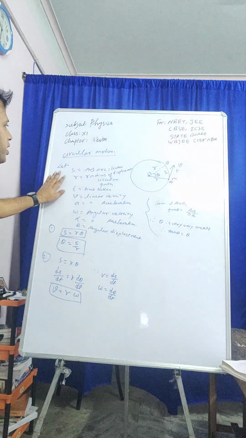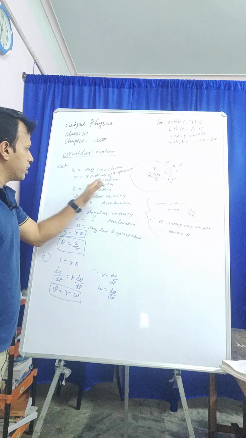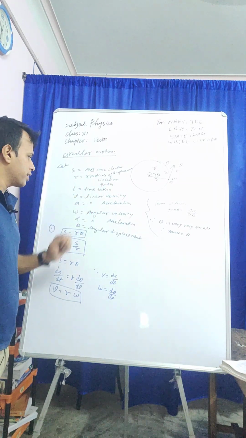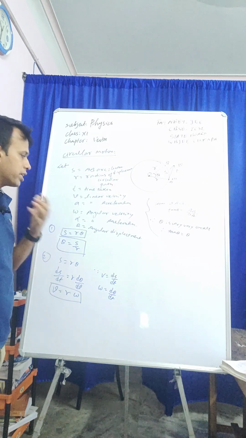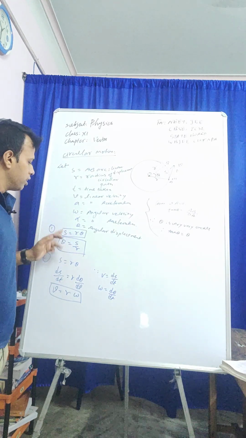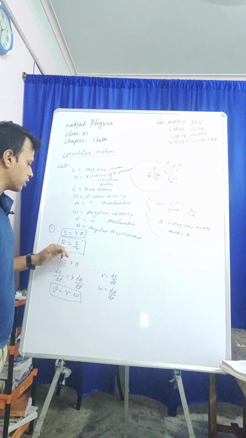Here are some variables. s is the arc or linear displacement, r is the radius of the circular path, t is the time taken, v is linear velocity, a is acceleration, omega is angular velocity, alpha is angular acceleration, and theta is angular displacement. From that we can find s is equal to r theta, or theta equal to s by r.